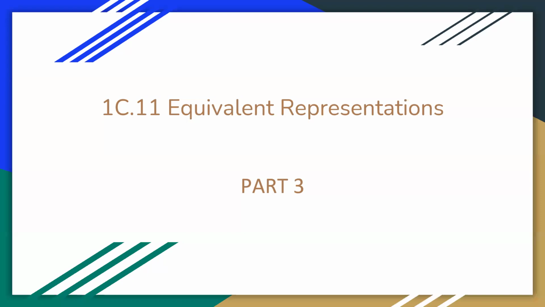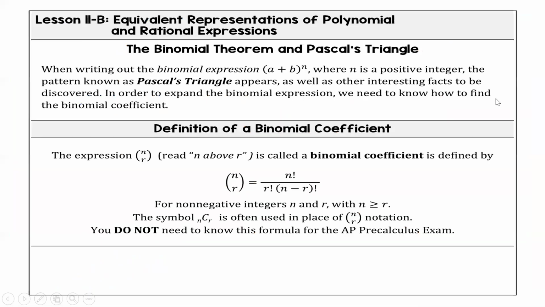All right, so we're on 1C.11 part 3, and we're introducing what's called the binomial theorem and Pascal's triangle. When writing out the binomial expression a plus b to any power n, where n can be a positive number, the pattern known as Pascal's triangle appears, as well as other interesting facts to be discovered.